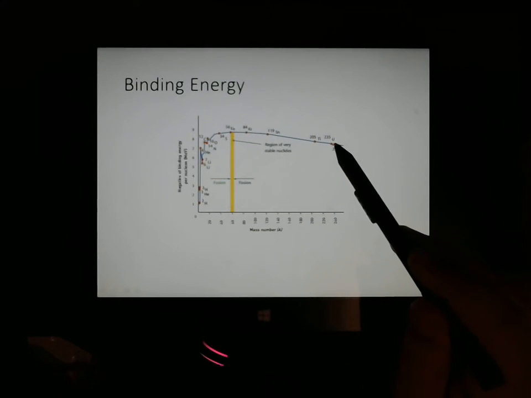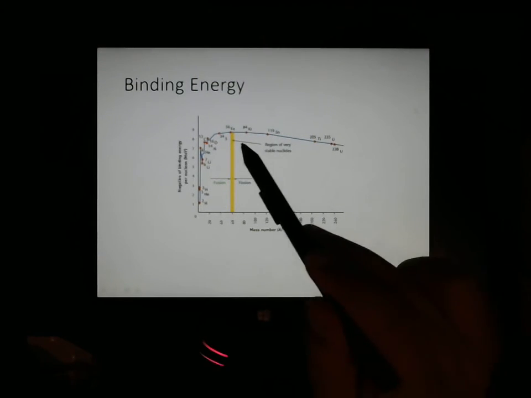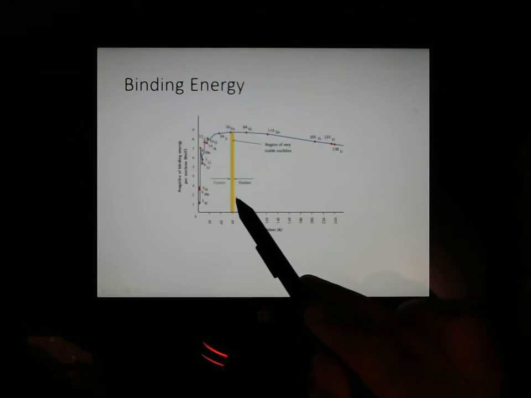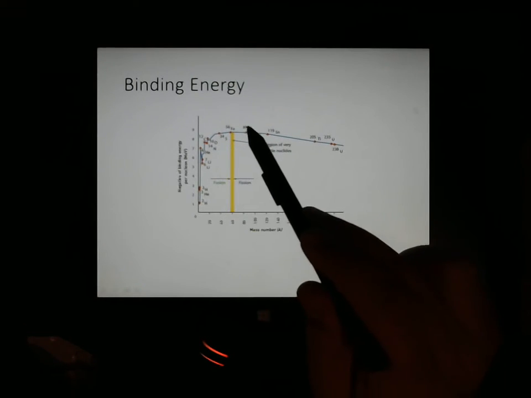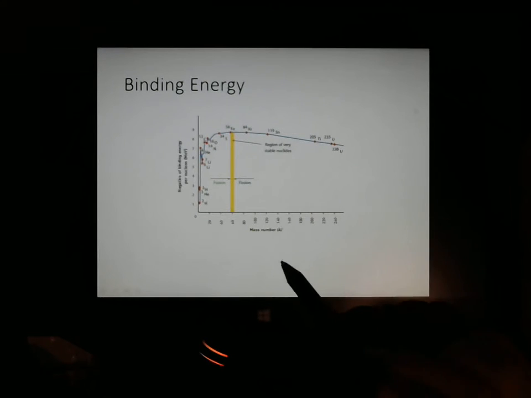So uranium-238 is all the way down here. This bit in the middle, these are the very, very stable. They don't generally go through decay. But as you go down here, you're more and more likely to get decay.